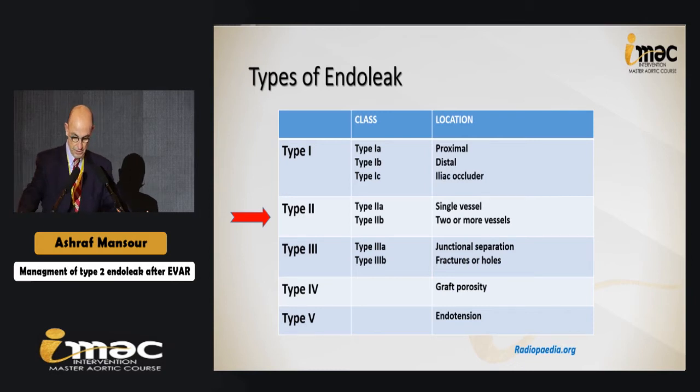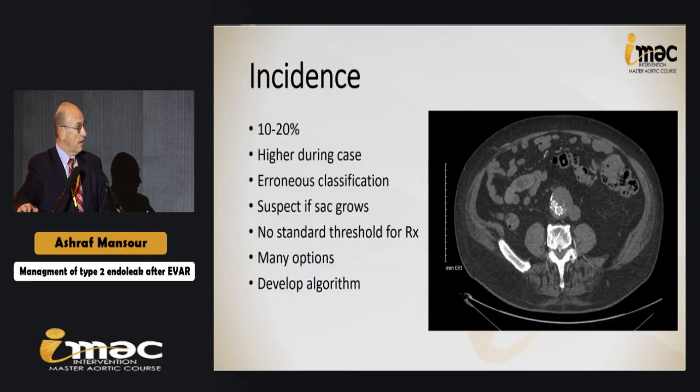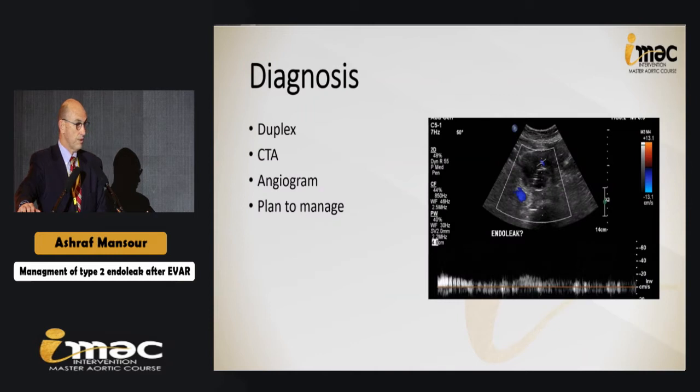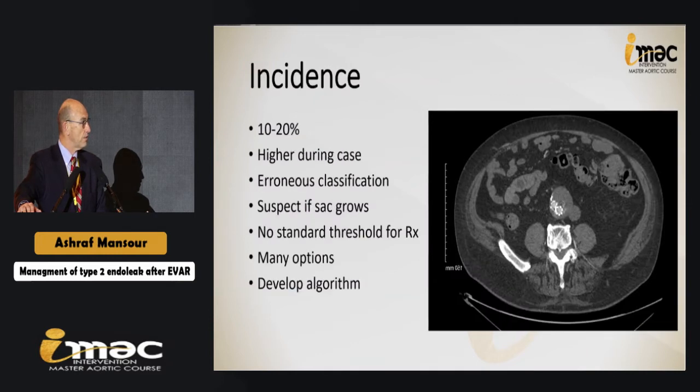So to set the stage, type 2 endoleak is categorized as type 2A and type 2B depending on how many vessels are identified. And the incidence in the literature is said to be somewhere between 10 and 20%. Now, as all of you who are performing EVARs know, the incidence is much higher during the case, and a lot of these type 2 endoleaks eventually resolve in follow-up.